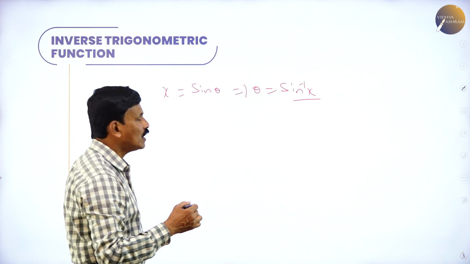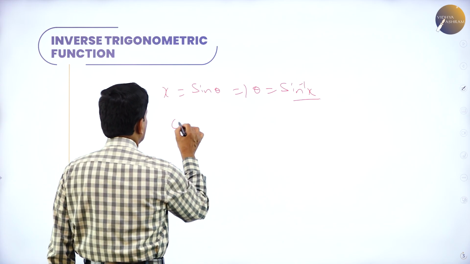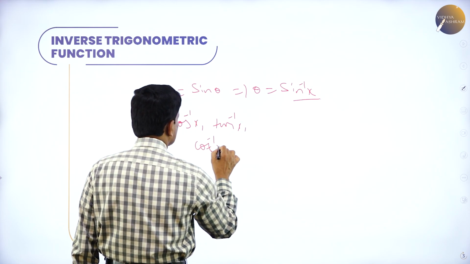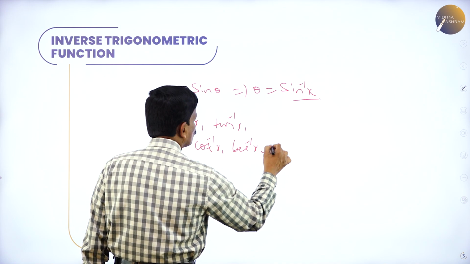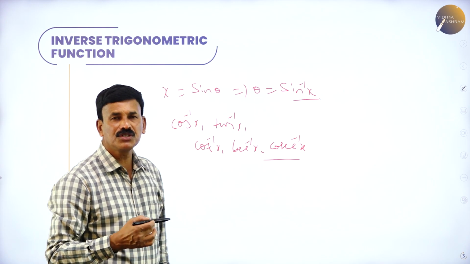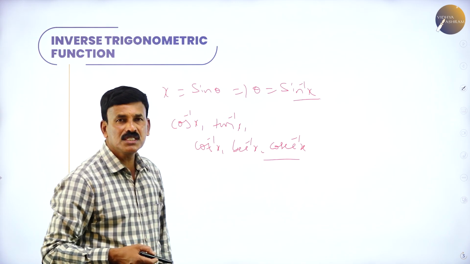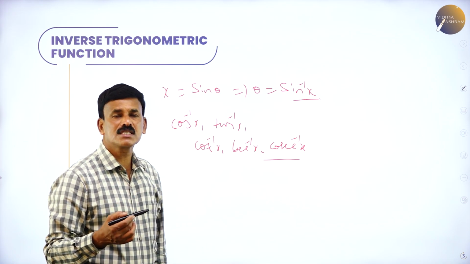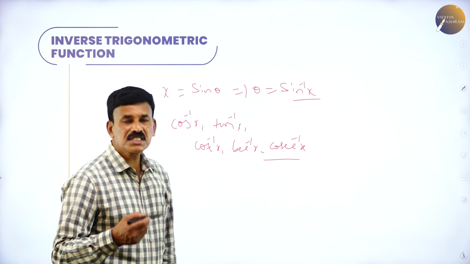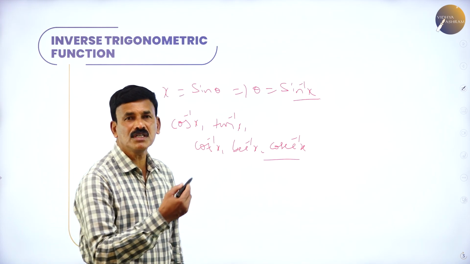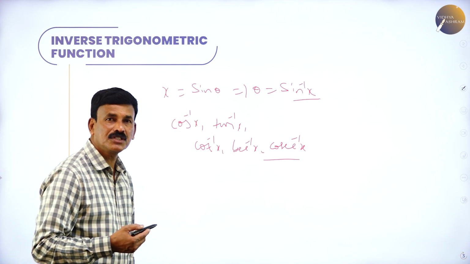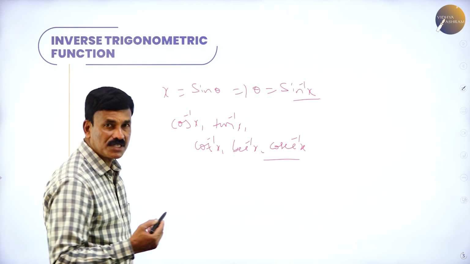Similarly we will have inverse trigonometrical functions like cos inverse x, tan inverse x, cot inverse x, secant inverse x, and cosecant inverse x. In this session we are going to study the range and domain of these inverse trigonometrical functions, as well as the properties and the problems based on this. If we restrict the range and domain of the trigonometrical functions, then these inverse trigonometrical functions will exist. Now let us study in detail the range and domain for these inverse trigonometric functions.